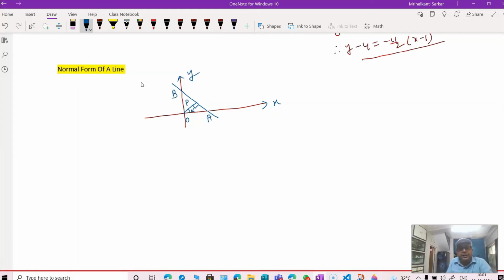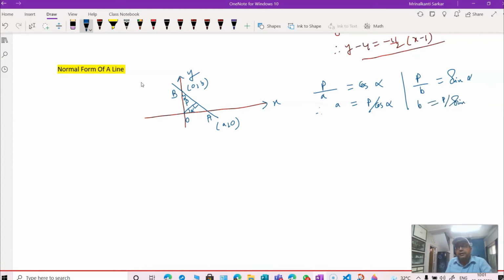This is in fact very easy to derive. This point you take as (a, 0) and (0, b). In this diagram you will find P by A equal to cos alpha. So A equal to P by cos alpha. Similarly, P by B you will find as sin alpha, because this angle is 90 minus alpha, and this is also equal to alpha. So B is going to be P by sin alpha.